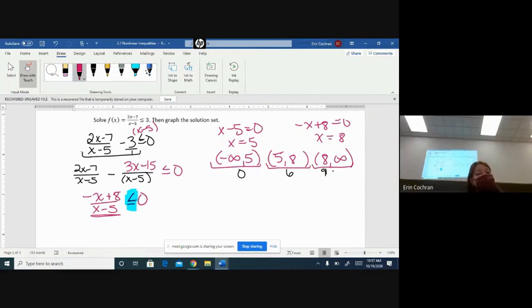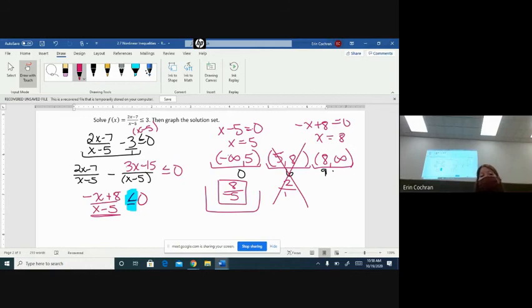So when you plugged in 0, did you guys get 8 over -5? Okay. So is negative 8/5 less than or equal to 0? Yes, so is this a solution set? Yes. Okay, let's plug in 6. Negative 6 plus 8 is 2 over 6 minus 5 is 1. Is 2 over 1 less than or equal to 0? No, so is this a solution set? No.